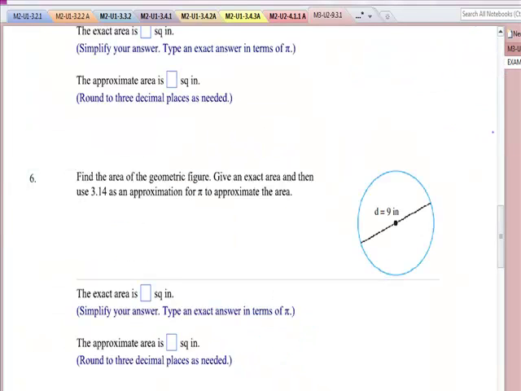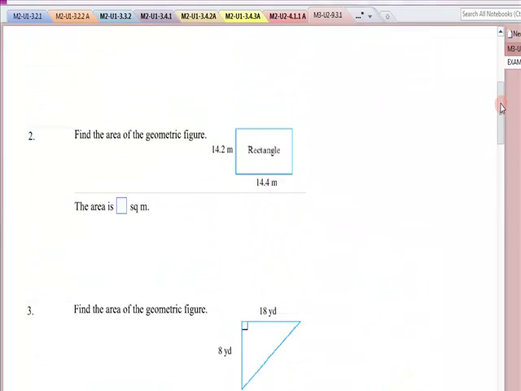All right, let's look at another one. Whoops, not that far.